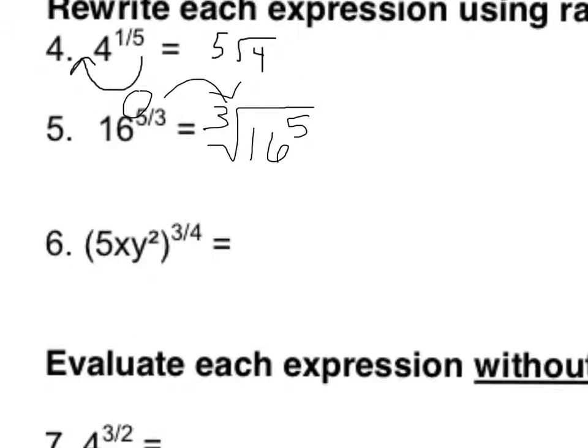Now for number 6, you just take the 4 and you put it outside of the base. And since the base is in parentheses, you don't have to do anything about it, you just leave it there. So your answer would be 4 would be your index, and you add the radical with 5x y to the power of 2, which you put in parentheses, and then your 3, which is your exponent, stays on the outside.